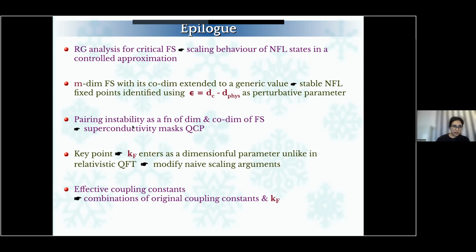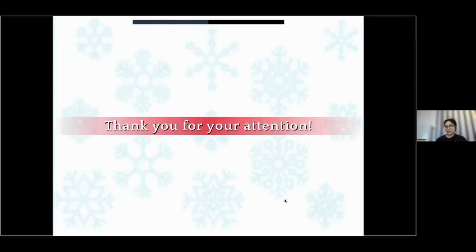Well, I did not talk about the pairing instability, but the key point to take away is that Kf enters as a dimensionful parameter, unlike in relativistic QFT, when we are looking at m greater than 1, and then it modifies naive scaling arguments. And the effective coupling constant, like we saw, the E effective, which can be used as a control parameter, is a combination of the original coupling and some factors of Kf for m greater than 1. And thank you for your attention.